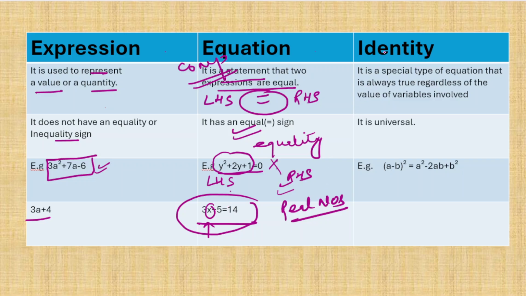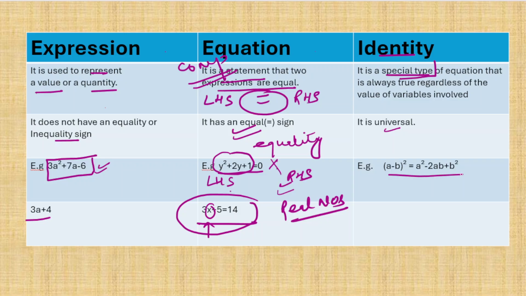But for identity, what is identity? It is a special type of equation. It is also an equation, but the speciality is that it is always true for all values of the variables. It is universal. Whatever value you put in for the variable, it is going to be true.